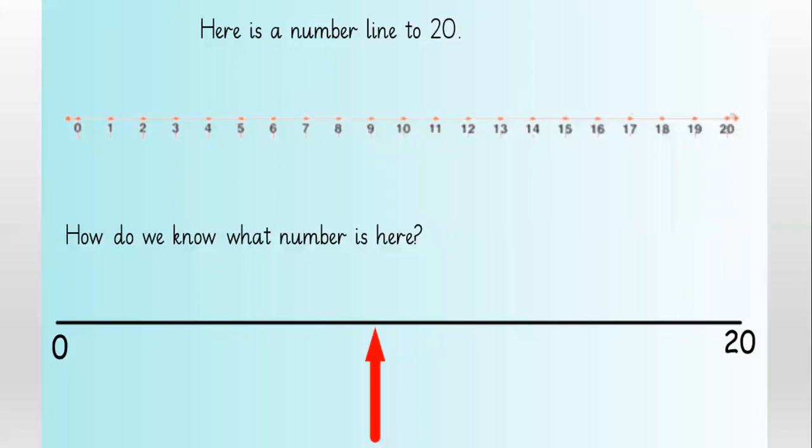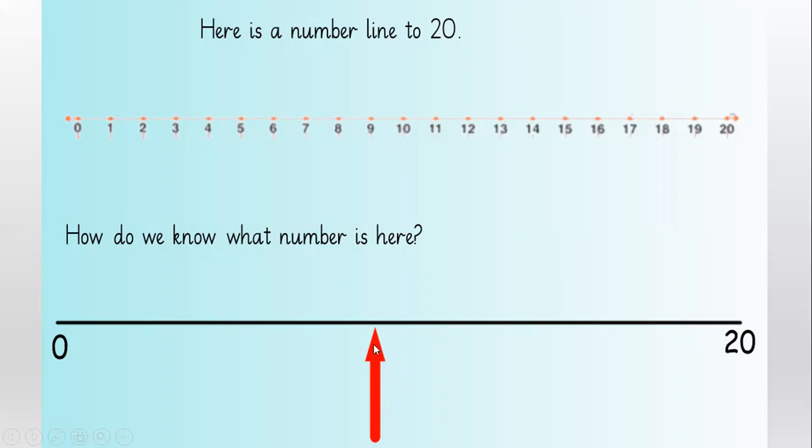Now, let's look at this number line. We've got 0 to 20. I've got all the numbers in there. Then I've got a blank one that starts at 0 and ends at 20 as well. But I've got an arrow with a missing number there. What number do you think comes into that space?